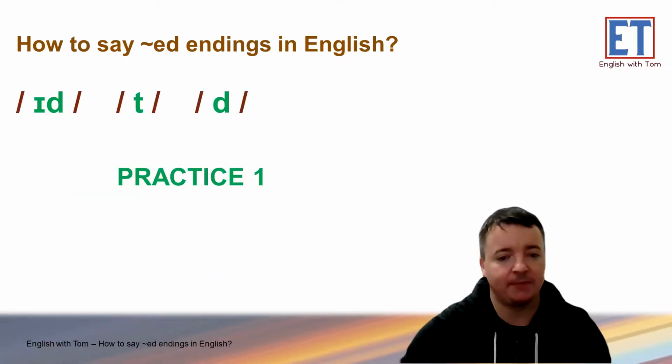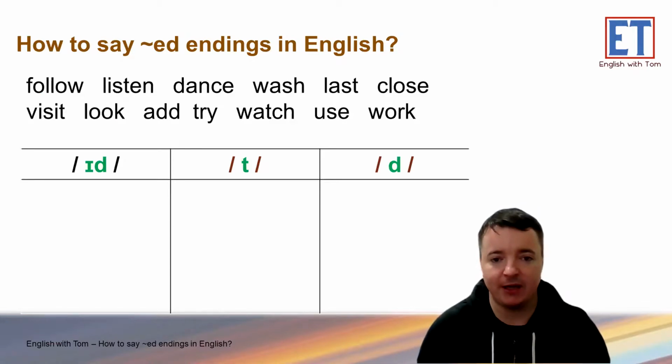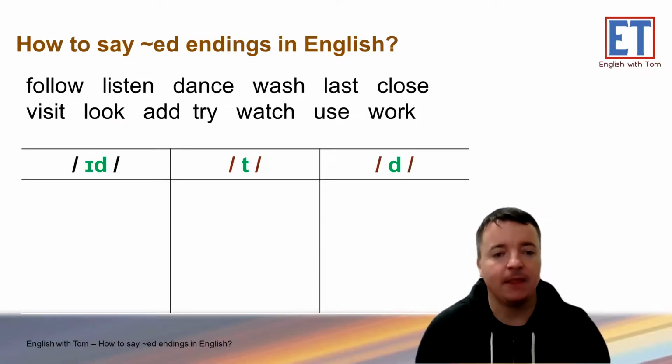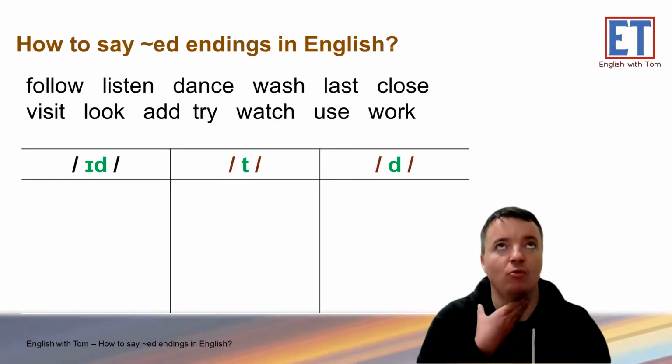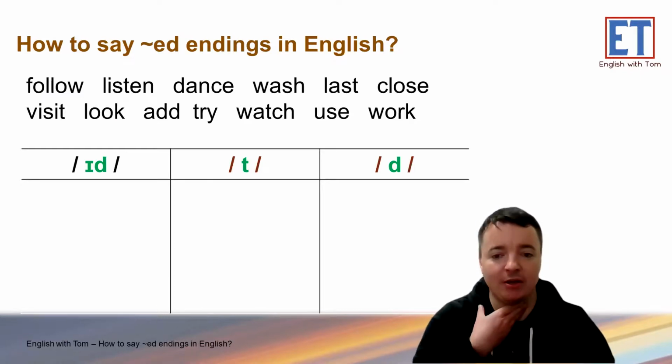So let's do some practice. Have a look. There are 13 words here. If you add ed, does it belong in the id column, the t column, or the d column? For example, let's do the first one together. Follow, follow. So d, followed. Okay, pause the video, take your time, try to say the word, think about that last sound before ed, then match it to the correct column.